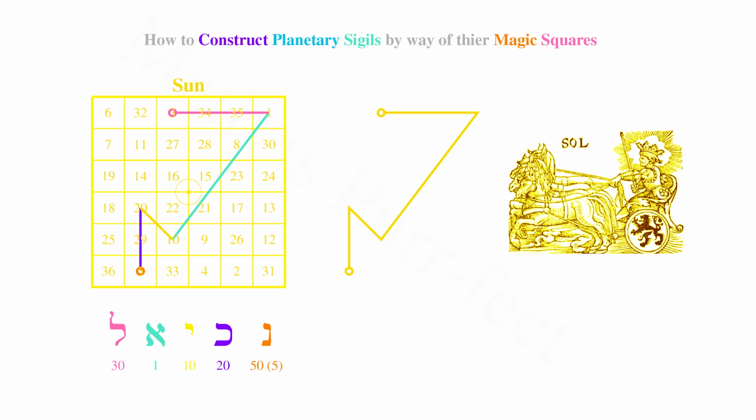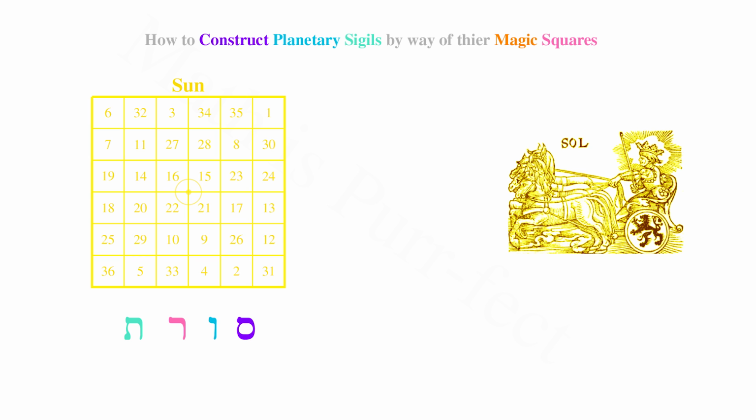The spirit of the Sun is named Sorat, beginning with Samech and a value of 60, hence we begin at 6, then Vau with a value of 6, seen here in blue, followed by Resh with a reduced value of 2, and finally Tau with a reduced value of 4. Here is a sigil for Sorat. Note that the sum of the initial values is 666, the number associated with the solar deity.